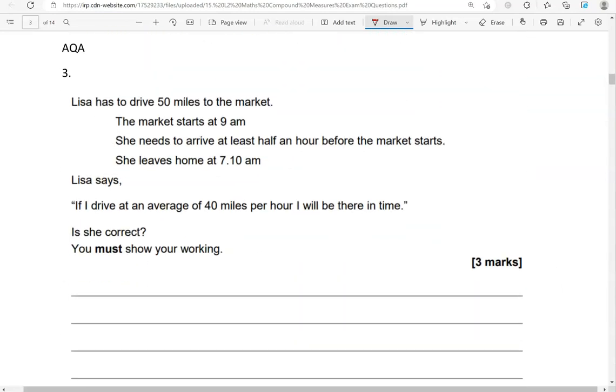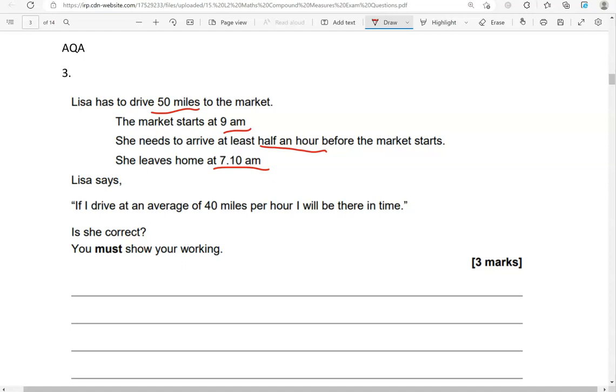Lisa has to drive 50 miles to the market. The market starts at 9 a.m. She needs to arrive at least half an hour before the market starts. She leaves home at 7:10 a.m. Lisa says, if I drive at an average of 40 miles per hour, I'll be there in time. Is she correct? You must show your working.